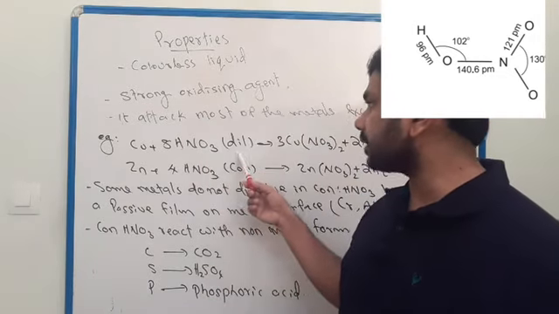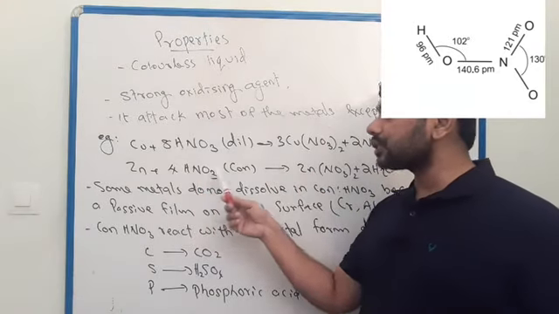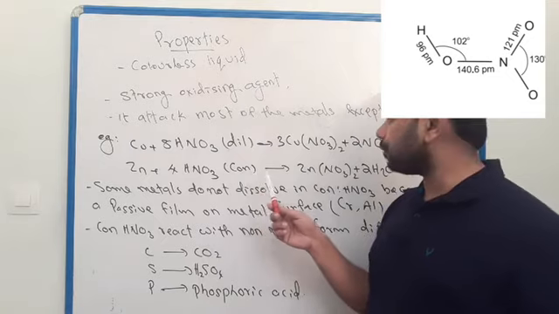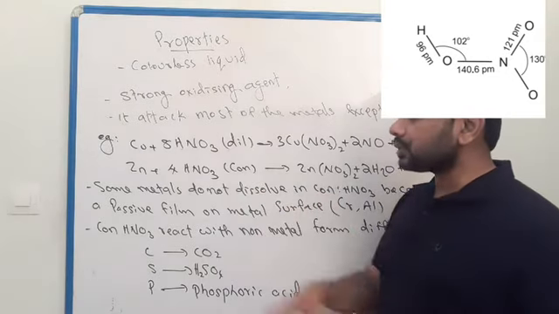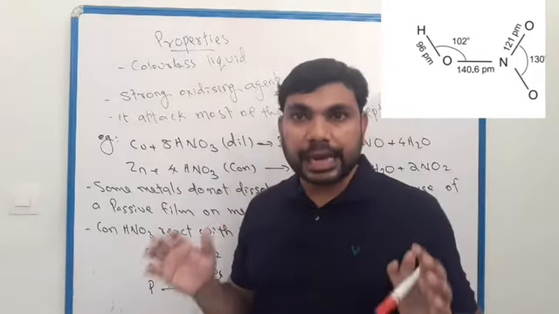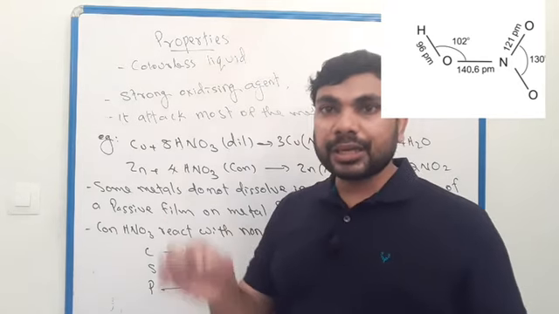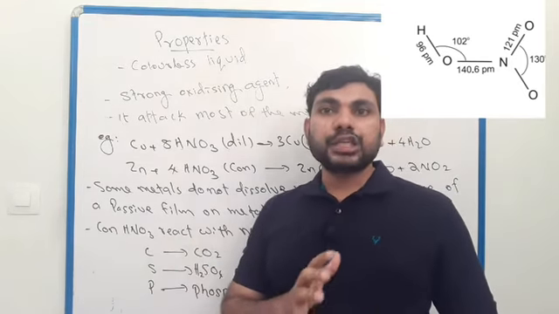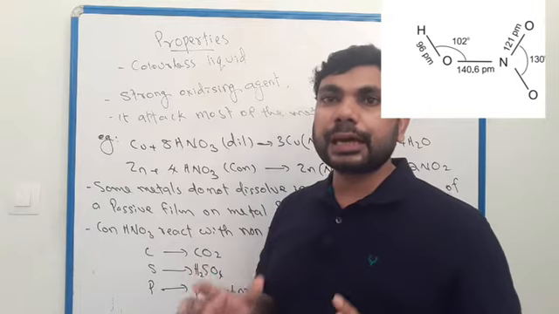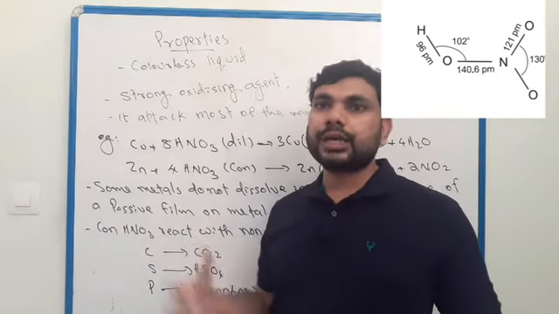Copper reacted with dilute nitric acid, it formed copper nitrate. Zinc reacted with concentrated nitric acid, it formed zinc nitrate. So this type of metals will react with nitric acid, because nitric acid is a strong oxidizing agent. But metals such as silver, gold, platinum, these noble metals do not react with nitric acid.